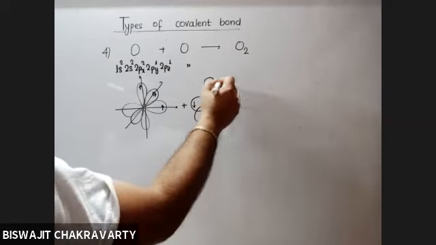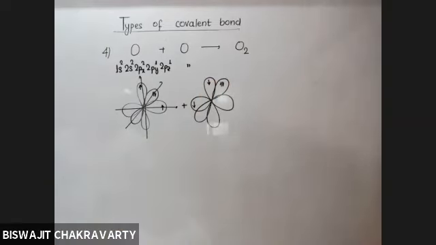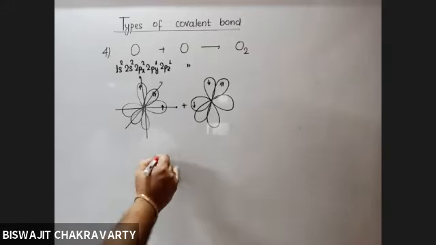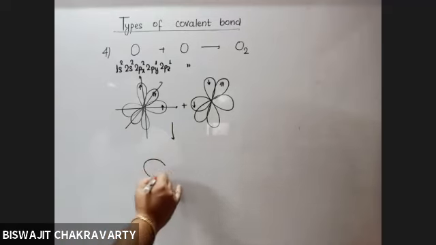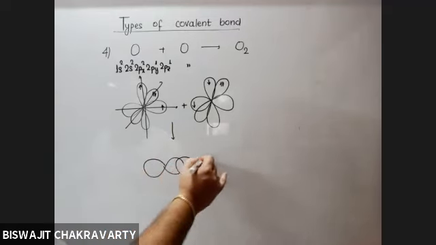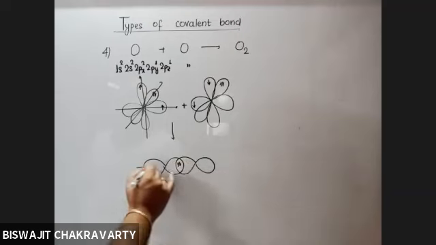Now one thing you must remember: suppose this and this want to overlap. The unpaired electrons present in them must have opposite spins. They should not have the same spin, because according to the orbital overlap concept, whenever orbitals overlap with each other, the electrons present in them must have opposite spins. So accordingly, when they overlap with each other, this is going to overlap to form, as usual, a sigma bond.